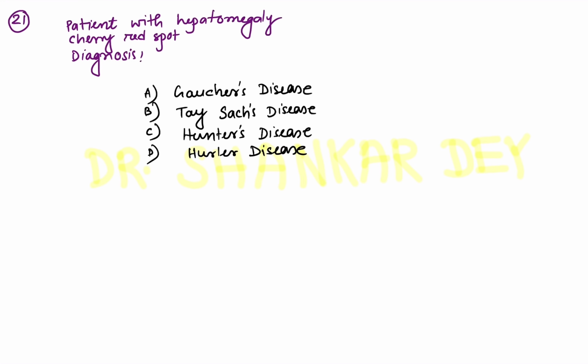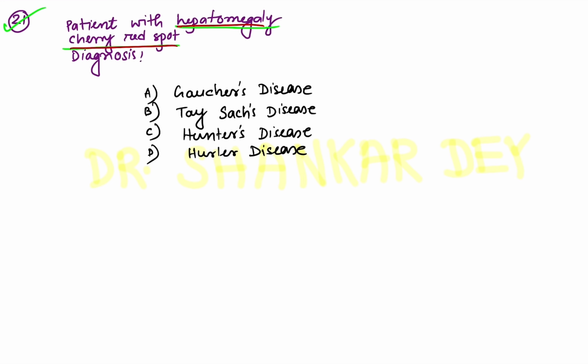So starting with question number 21. A patient with hepatomegaly and also with cherry red spot. So cherry red spot and hepatomegaly. What is the diagnosis? Actually this was a clinical scenario based question, a long question, and the clinical clincher was hepatomegaly and cherry red spot. So what is the diagnosis?